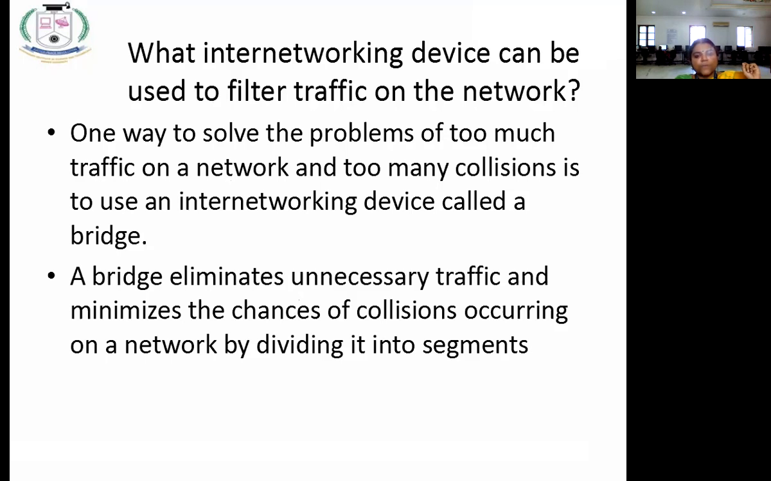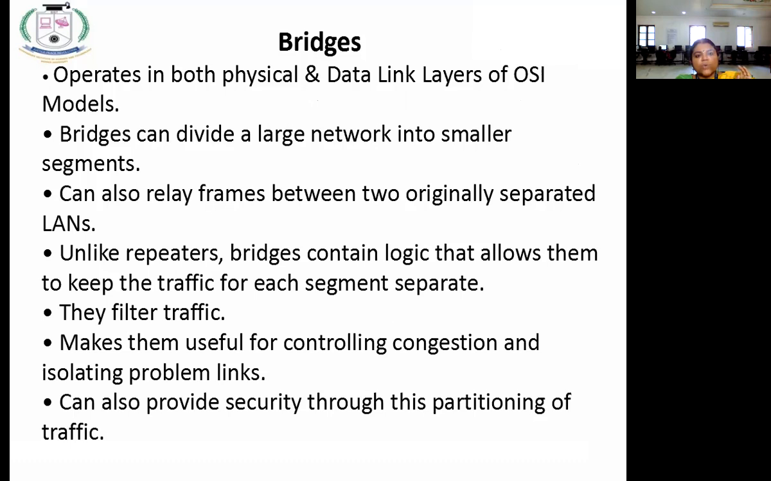To avoid this effect of unfiltered signals, as well as to reduce the number of collisions, we go for the next internetworking device, that is a bridge. So what is this bridge all about? This bridge is given a provision for filtering. It means it is going to eliminate the unnecessary traffic, and even reduce the chance of collision occurring in a network. How is it going to do that? We'll see that now.